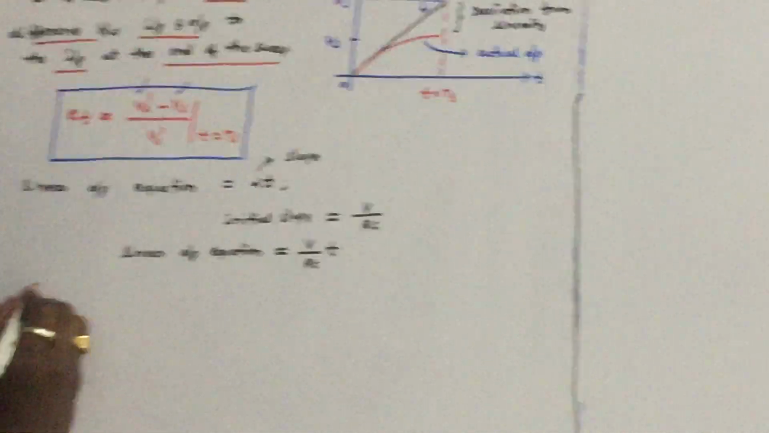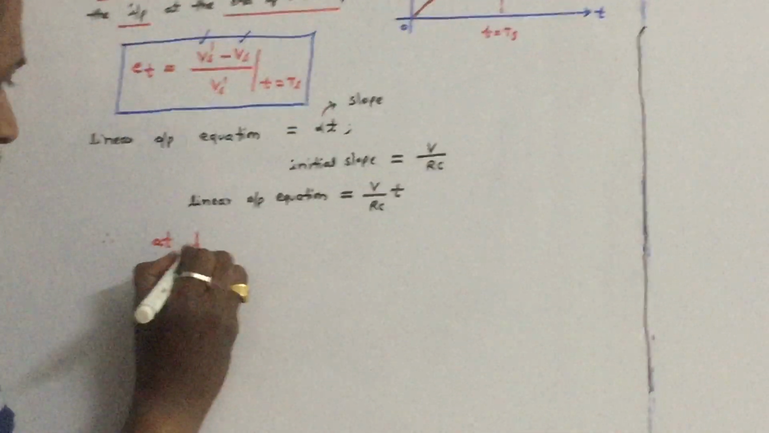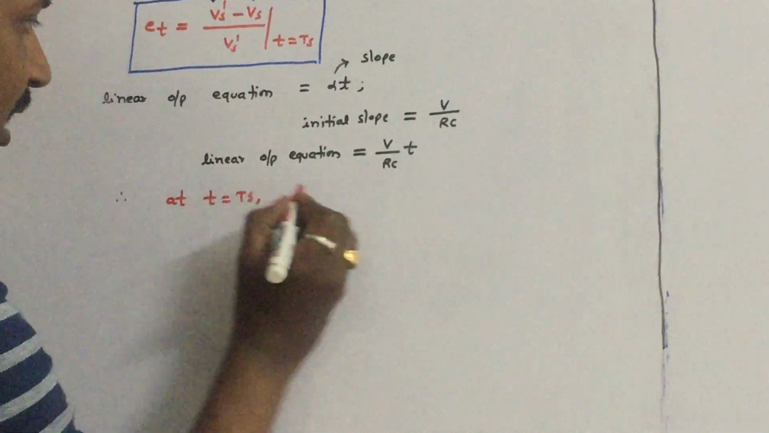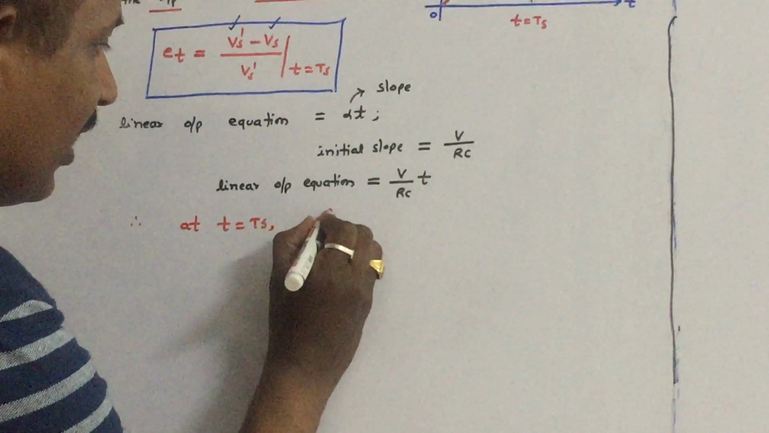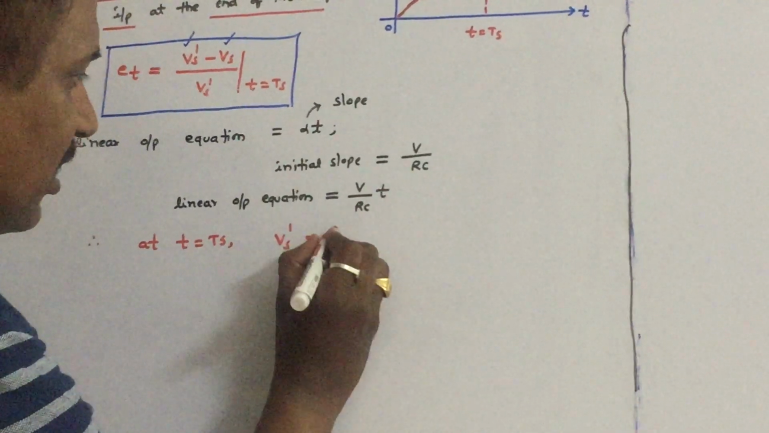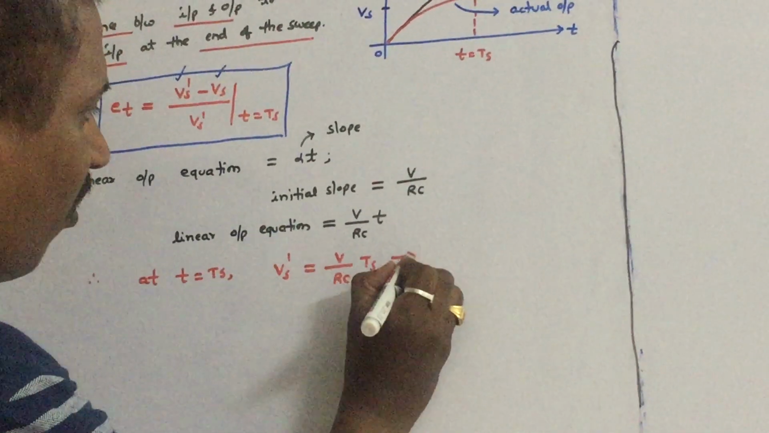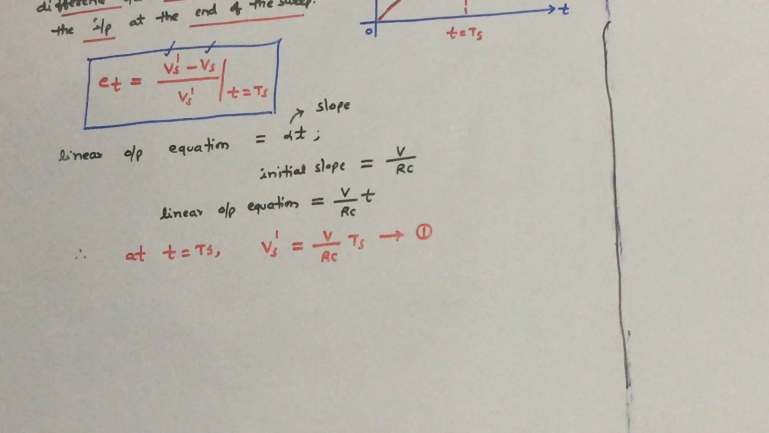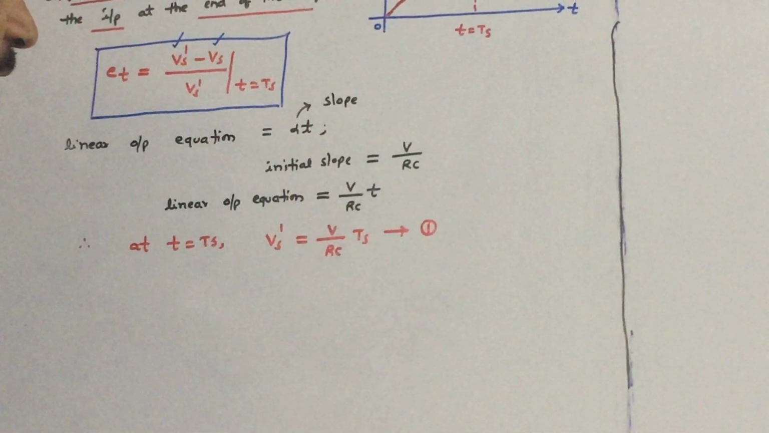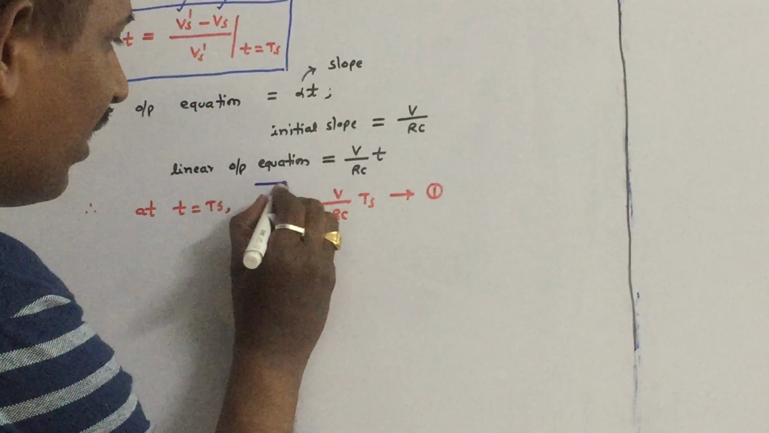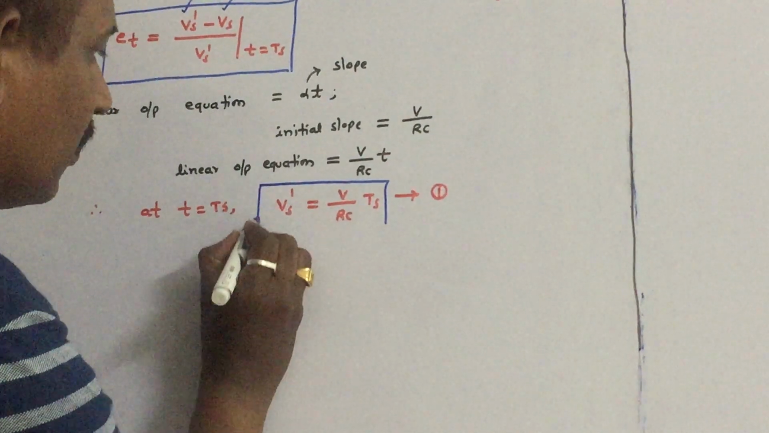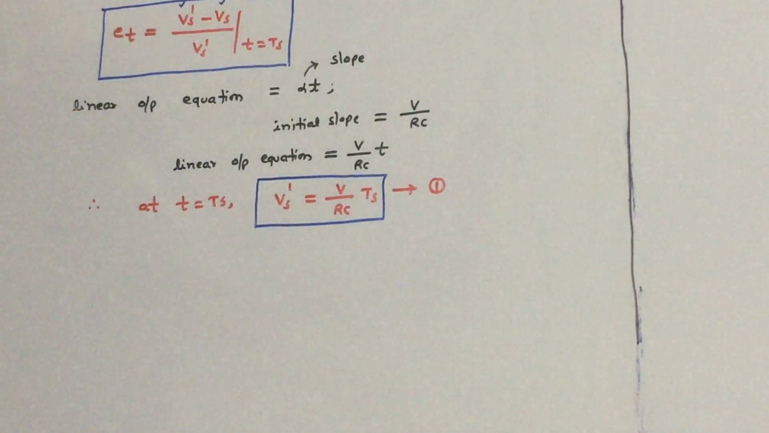So therefore, what we write? At t is equal to Ts, what is the amplitude of this linear output voltage? Vs dash. So just to substitute, what is the amplitude? V by RC into Ts. Let us call this equation 1. So very simple, just substitute t is equal to Ts in this equation. That is nothing but Vs dash.